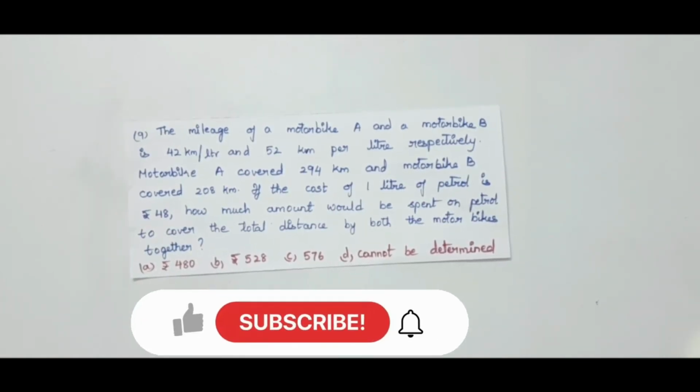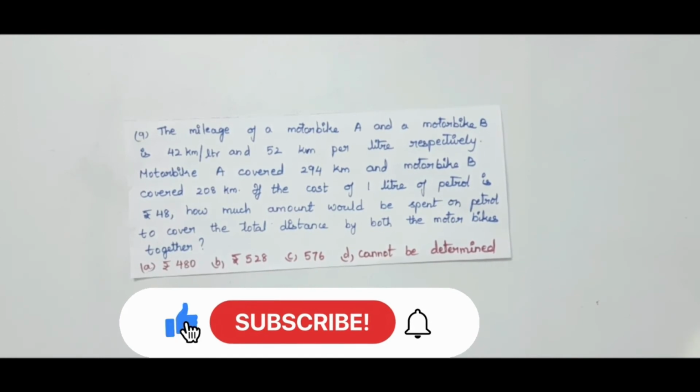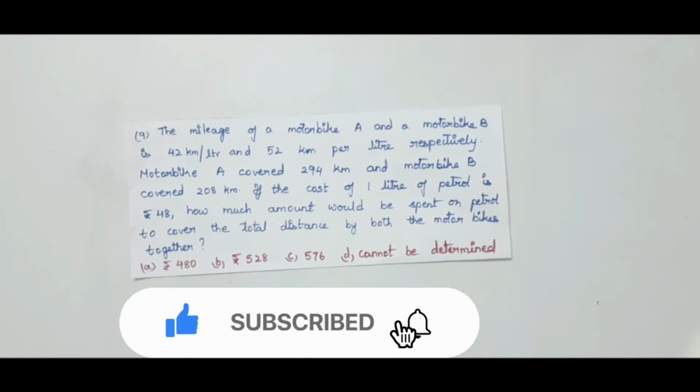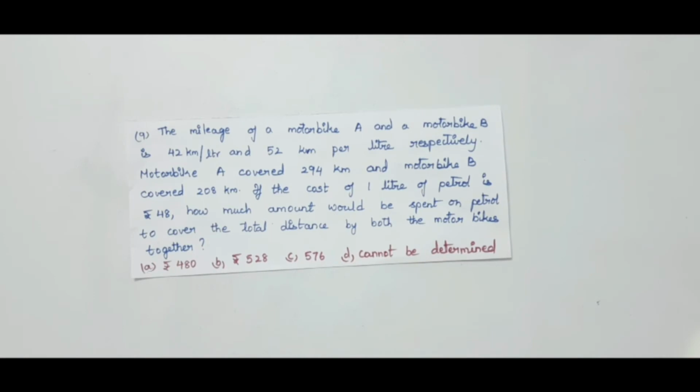Next problem. The mileage of motorbike A and motorbike B is 42 km per liter and 52 km per liter respectively. Motorbike A covered 294 kilometers and motorbike B covered 208 kilometers. If the cost of 1 liter of petrol is rupees 48, how much amount would be spent on petrol to cover the total distance by both motorbikes together? Options given as A, 480 rupees, option B, 528 rupees, option C, 536 rupees, and option D cannot be determined.